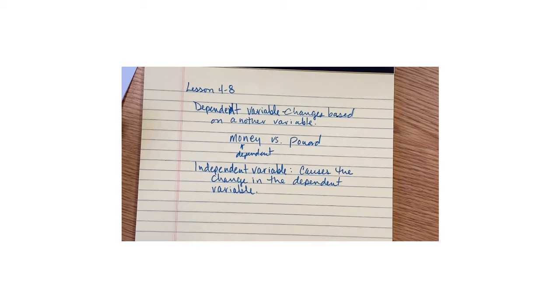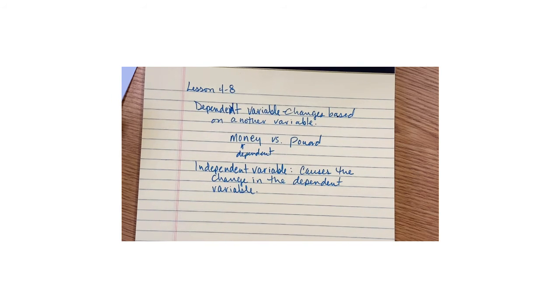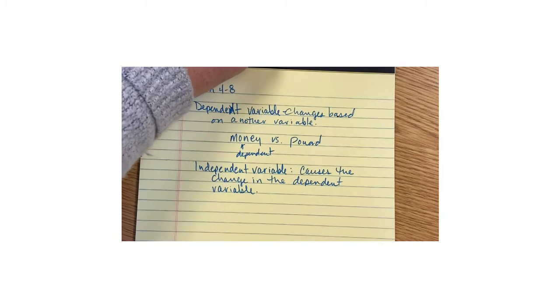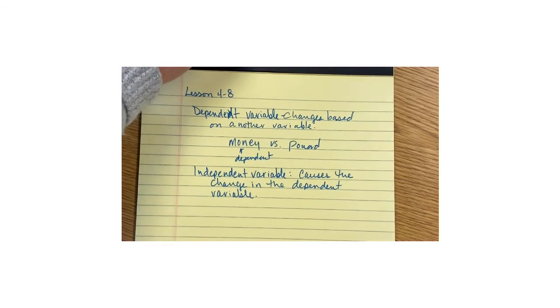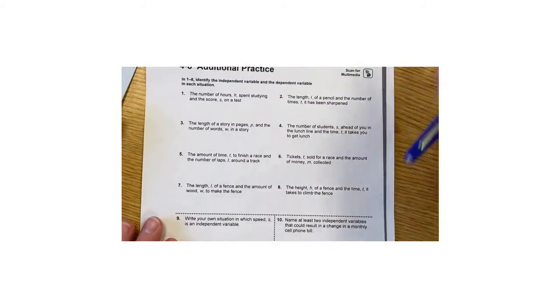Okay, so you have to really think about the context, and that's our whole focus for today, is just understanding the difference between an independent and a dependent variable, and that will go into our graphs and tables later. So we're going to do a little practice together.